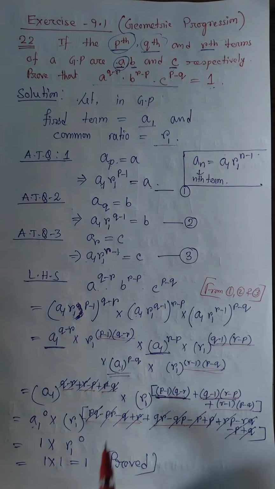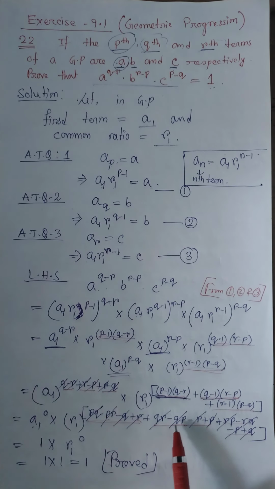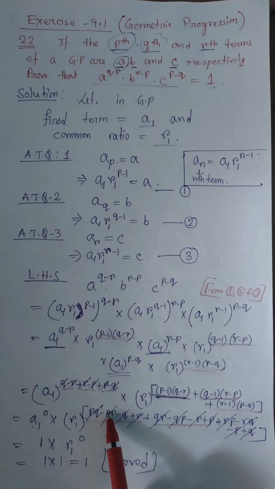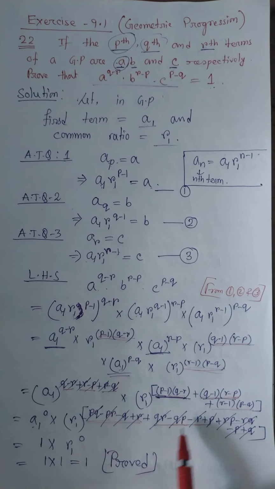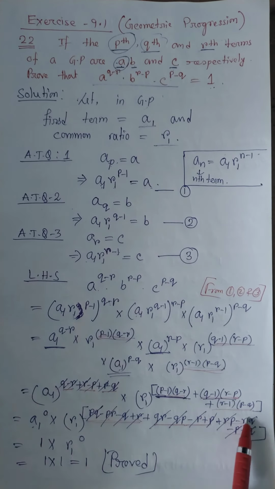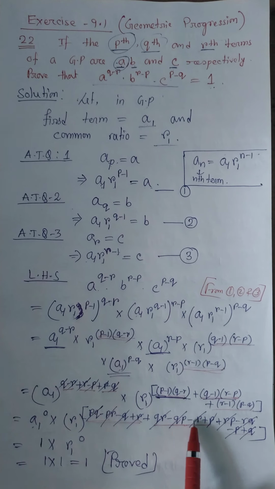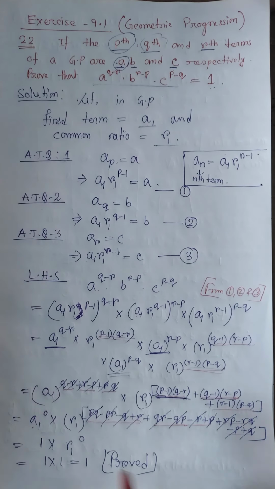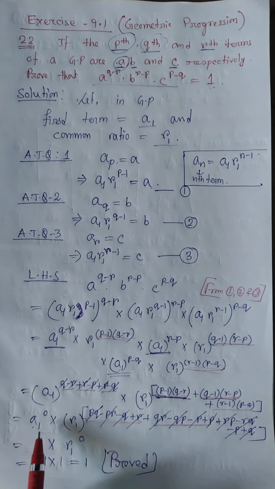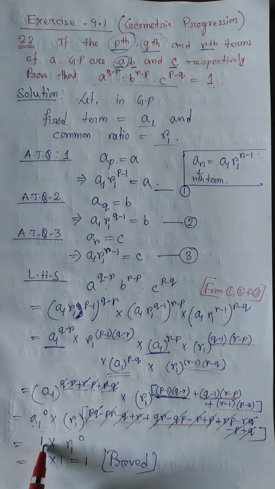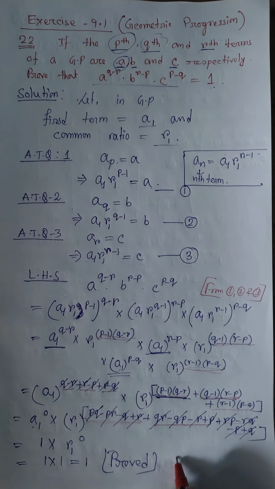Now check it, all the terms will cancel out. PQ cancels out with this, PR cancels out with this, minus Q cancels out with this, R cancels out with this, QR cancels out with this, minus R cancels out with plus R. That means all the terms cancel out. That means what is remaining? 0. That means A1 to the power 0 is 1, R1 to the power 0 is 1, and 1 into 1 is 1. This is our right hand side.